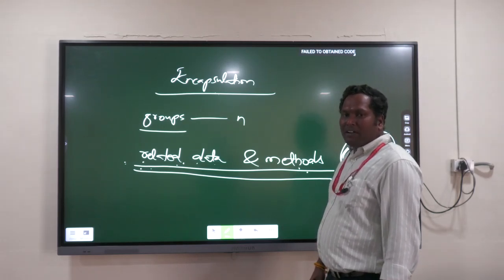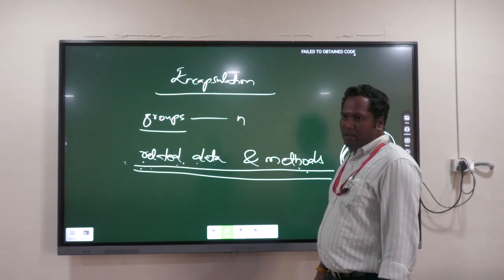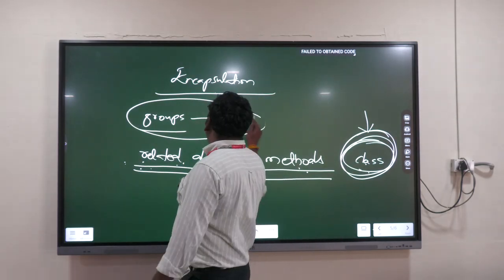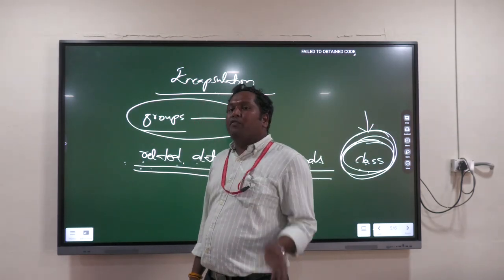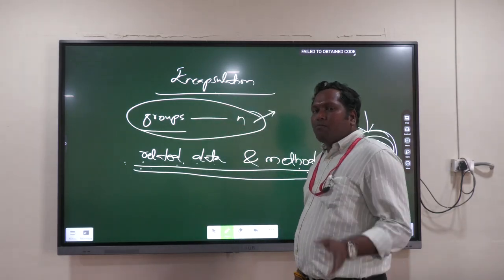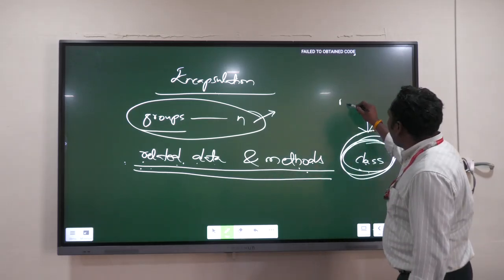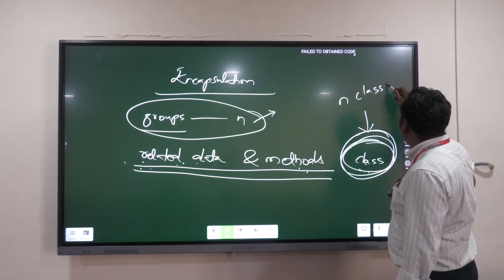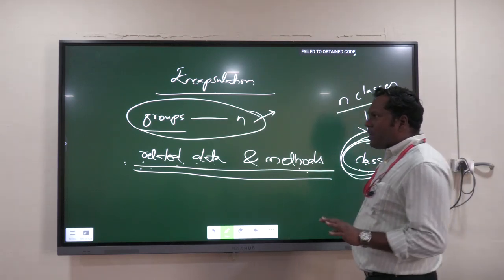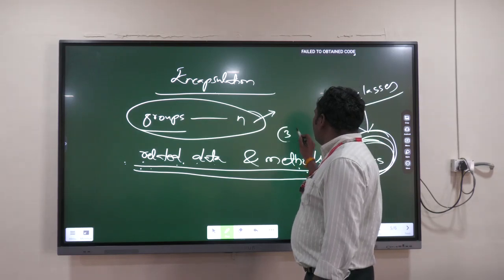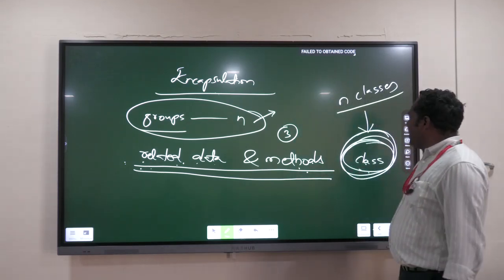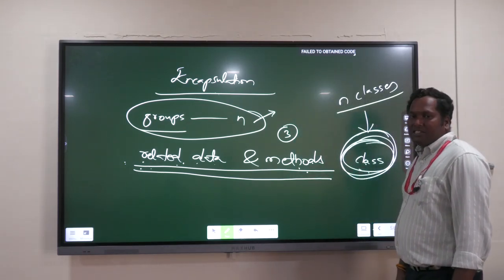So how many classes have to be defined by the programmer? It completely depends upon the groups identified by the programmer. If the programmer identifies n number of groups, then the programmer has to define n number of classes. If the programmer identifies 3 groups, then how many classes have to be defined? 3 classes have to be defined.